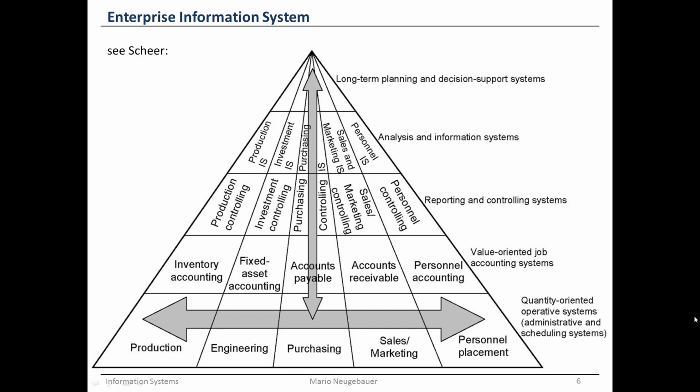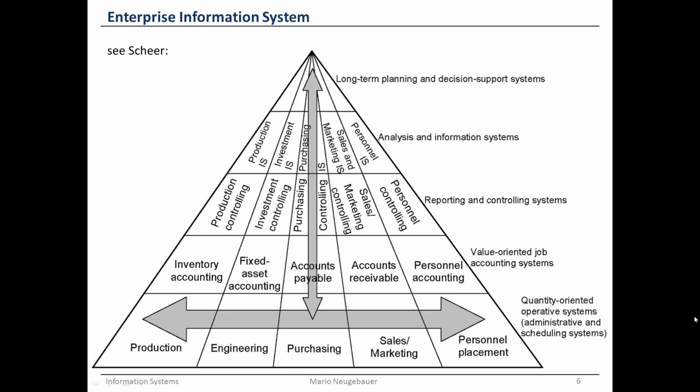Now, if you look into enterprise information systems, then there's a certain hierarchy. A certain hierarchy in the enterprise itself, in the company itself, but also a certain hierarchy in the information system. And the hierarchy has to do with different tasks of the employees or different tasks of the managers and the managing director.